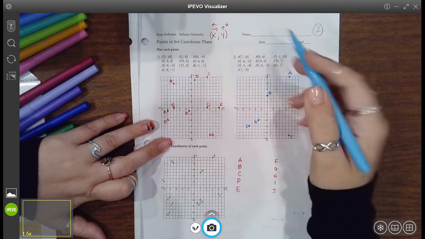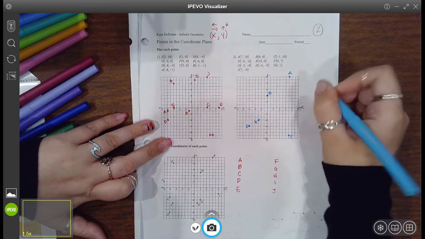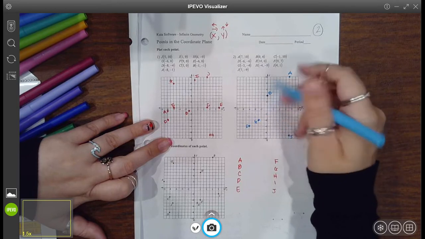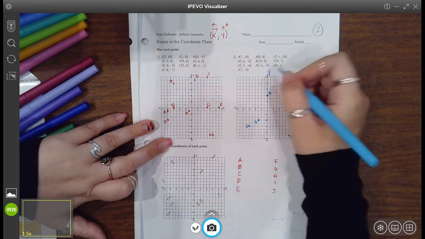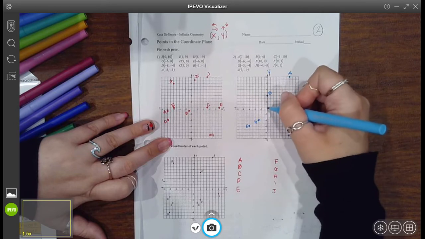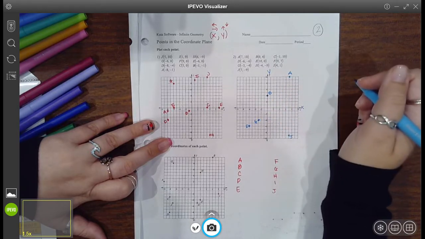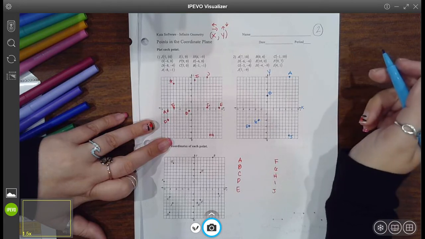Okay, so again, remember the first point is always on the x-axis. It tells you right or left. If it's positive, you go right. If it's negative, you go left. And then the second number is on the y-axis, and it tells you to go up or down. If it's positive, you go up. If it's negative, you go down. If it's 0, you just don't move anything.